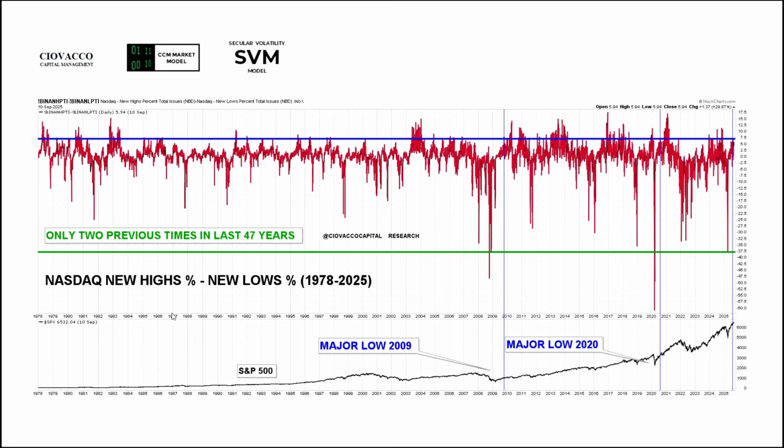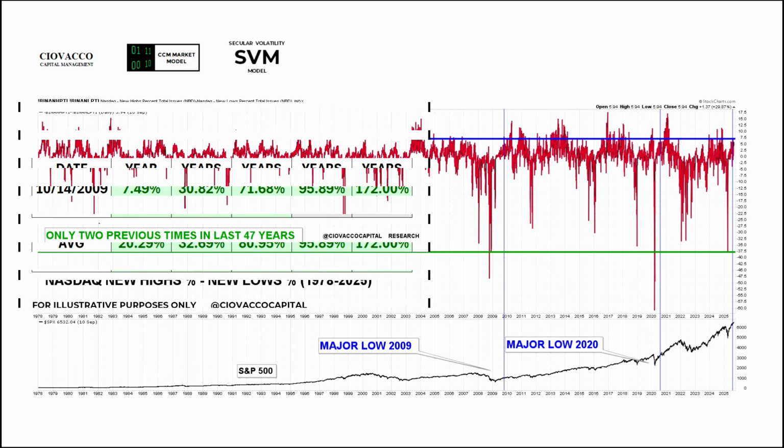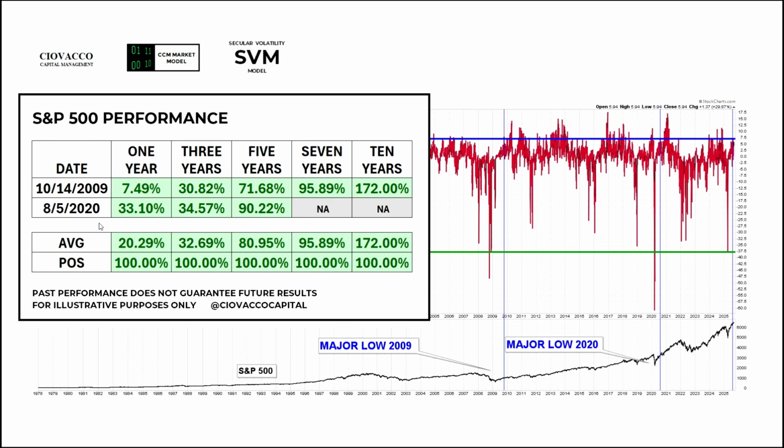Since we're using a weight of the evidence approach, now we're looking at Nasdaq new highs, the percentage of Nasdaq stocks making new highs minus the percentage making new lows. We're looking at data going back to 1978. Once again, extremely rare to get down to this level here and then round trip it back to this level here. It's only happened 2 previous times.